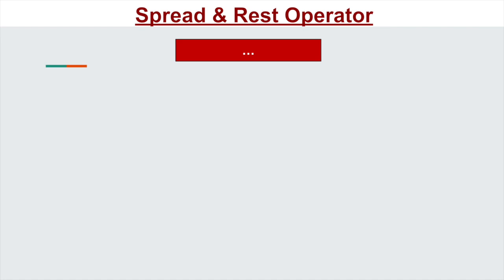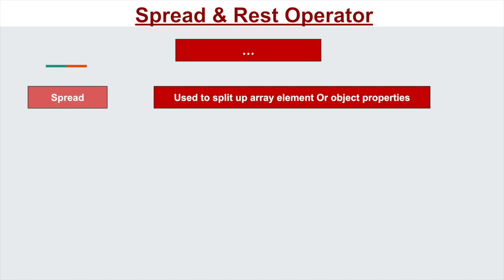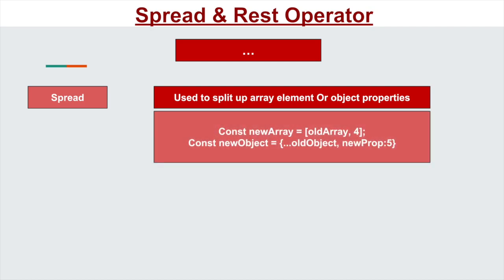The spread operator is used to split up array elements or object properties. So we spread up an array or object. For example, if we have an old array and we want to add all the elements from that old array to a new array, and additionally add a 1 and a 2 element, this first syntax is what we use. Three dots in front of old array will simply pull out all the elements and add them into a new array, which we created with square brackets. And of course, then we can add more elements to it.